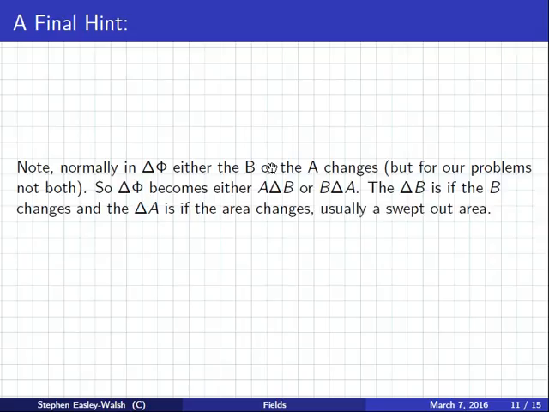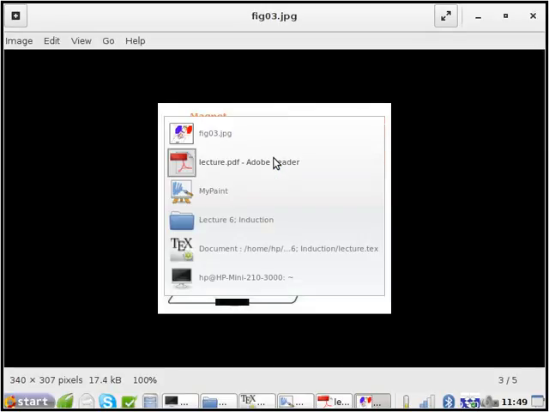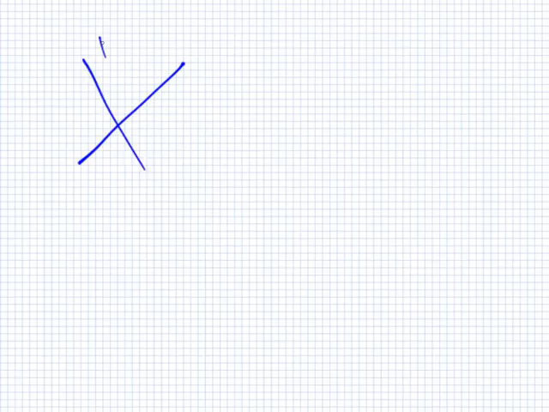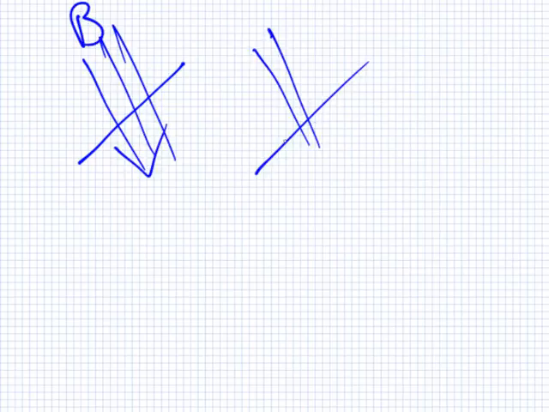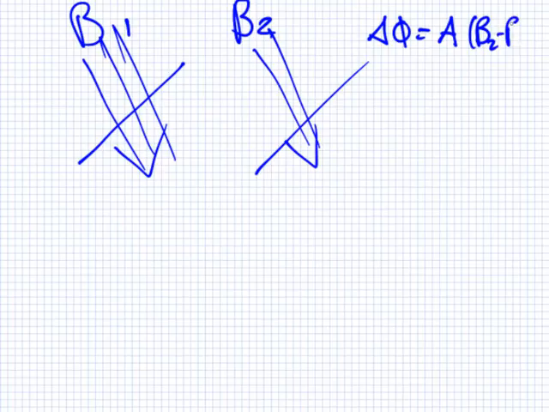We can do two things. For example, we can have a conductor, then a big magnetic field, and all of a sudden we make the magnetic field smaller. So that's B1 and that's B2. What changes here is the B. So the change in the flux would equal the area times B2 minus B1, because the B changes, whatever the area or the shape is.